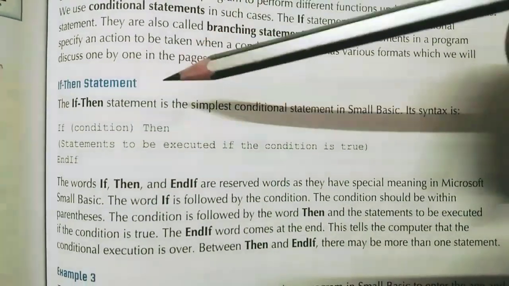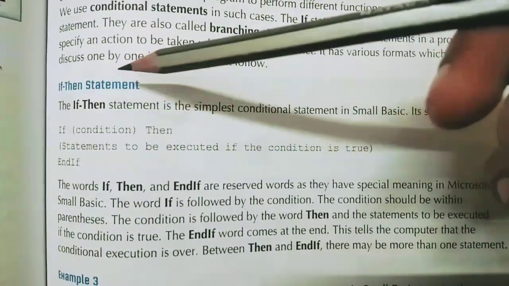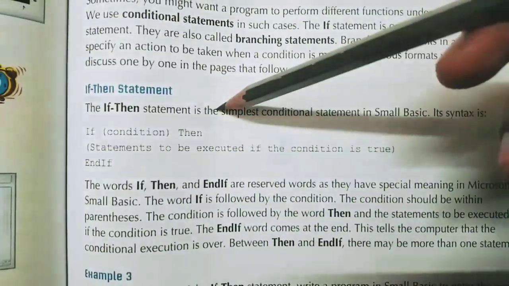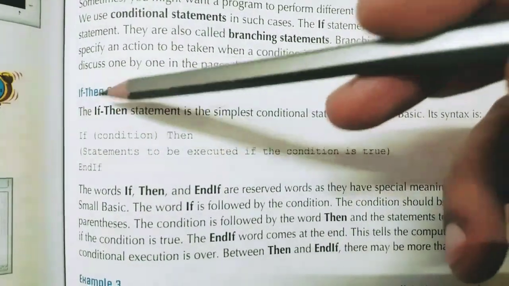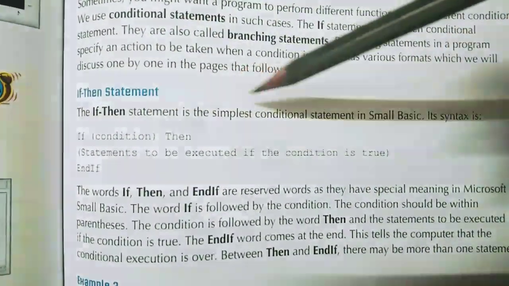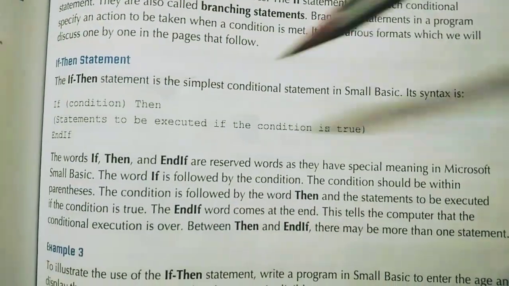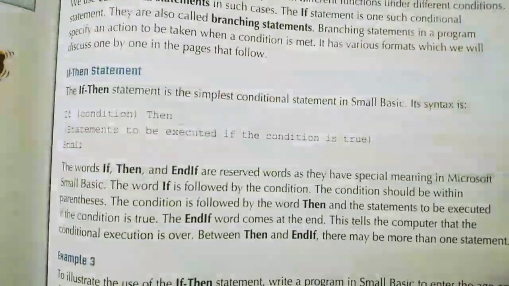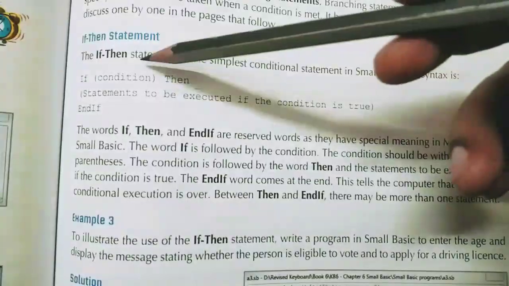So how many types of these if statements are there? Let's see. First is the if then statement. So if then will come together. The if then statement is the simplest conditional statement in Small Basic. Its syntax is, see the syntax. Syntax means the writing rule. So how to write it?